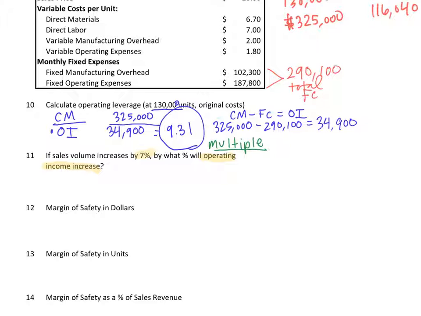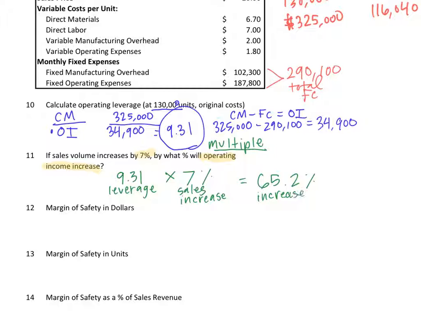So we have calculated our leverage multiple at 9.31. To figure out what happens to operating income when sales volume increases by 7%, we will simply take our leverage multiple, 9.31, and multiply it by our change in sales, 7%. When we do that multiplication, we get 65.2%. So, because we calculated our leverage multiple, we can quickly determine that a 7% increase in sales will increase our operating income by 65.2%.